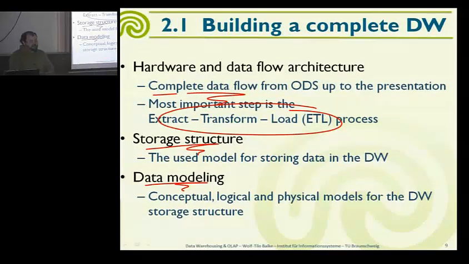Hardware and data flow architecture, storage structure, data modeling. The only new thing is really this data flow architecture, right? Because in a normal database, the data just goes into the database and stays in the database, right? And here you have this flow from operational systems to the data warehouse. Good.